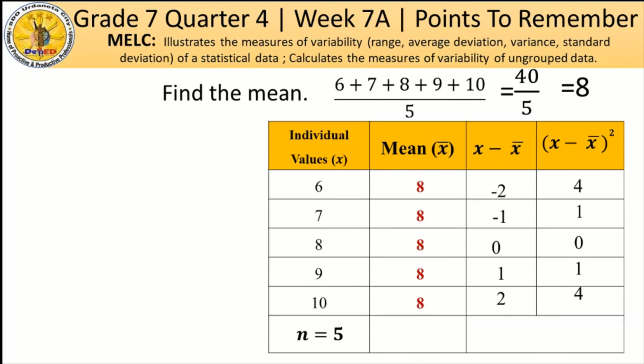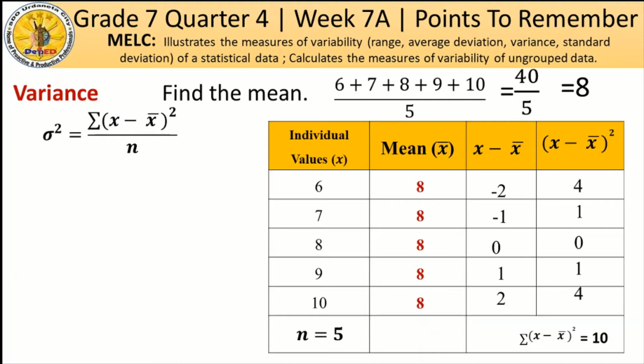Now, let's just find the total of the square of the difference of each individual values and the mean. So, 4 plus 1 plus 0 plus 1 plus 4 results to 10. Then, we are now ready to identify the value of our variance and standard deviation.